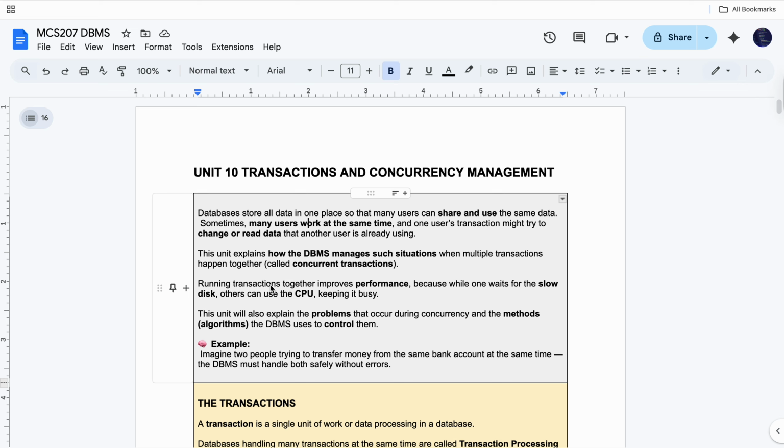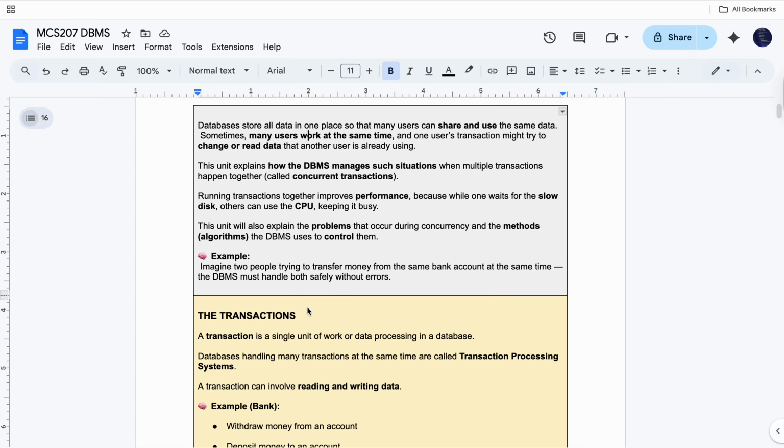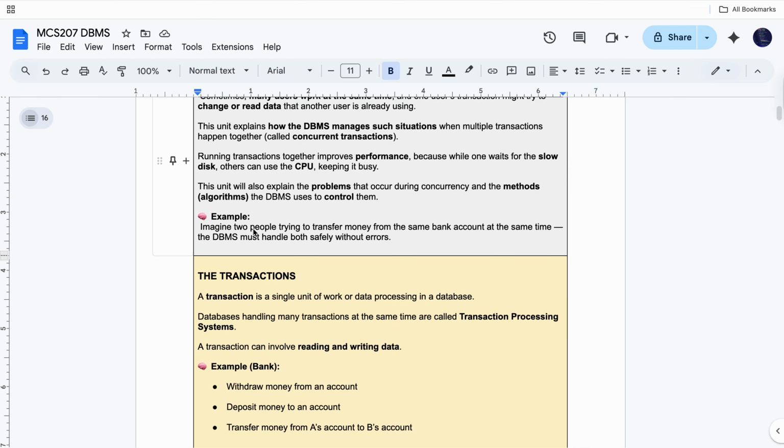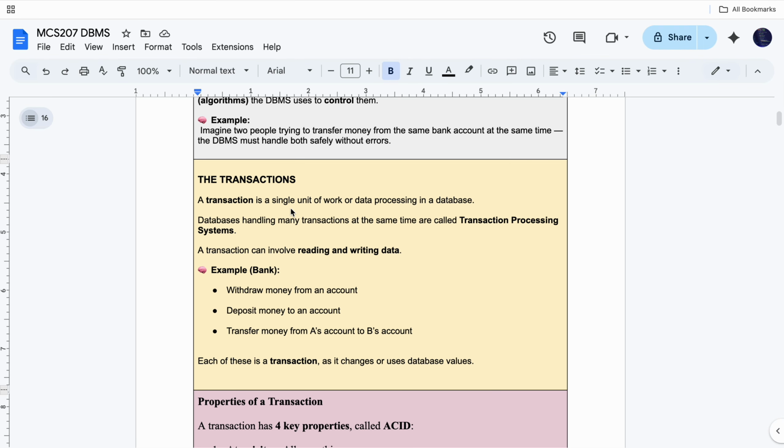Running transactions together improves performance because while one waits for the slow disk, others can use the CPU, keeping it busy. This unit will explain the problems that occur during concurrency and the methods the DBMS uses to control them. Imagine two people trying to transfer money from the same bank account at the same time; the DBMS must handle both safely without error.